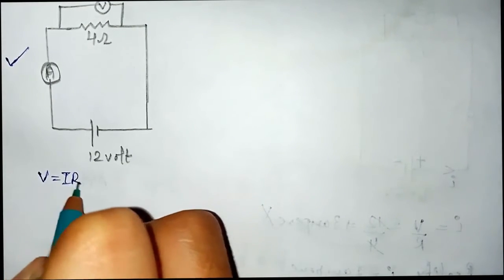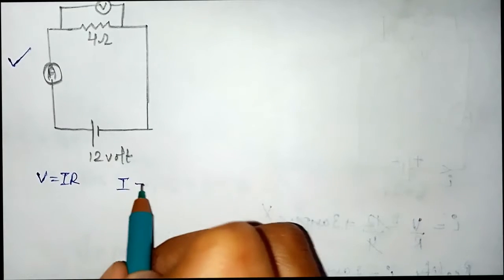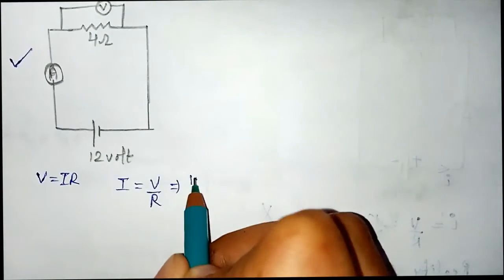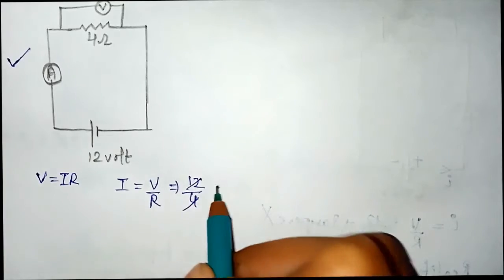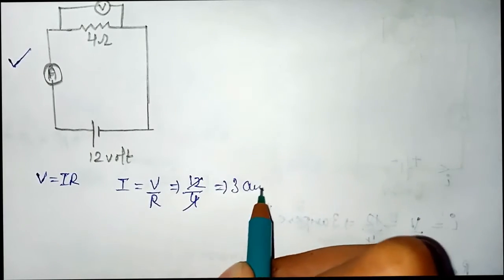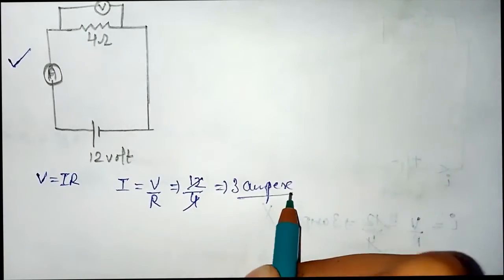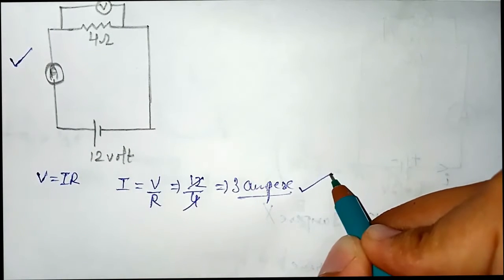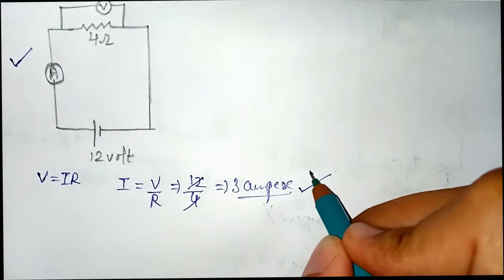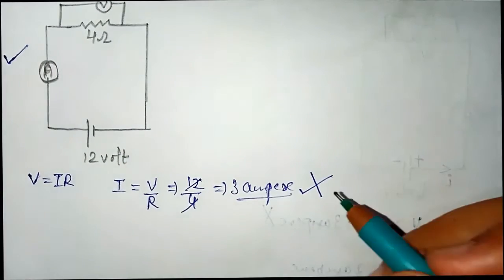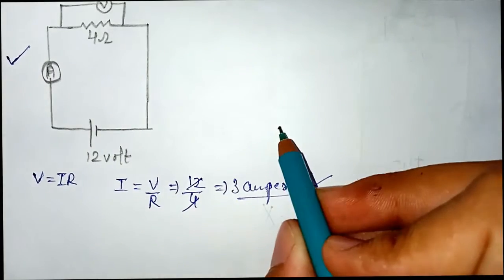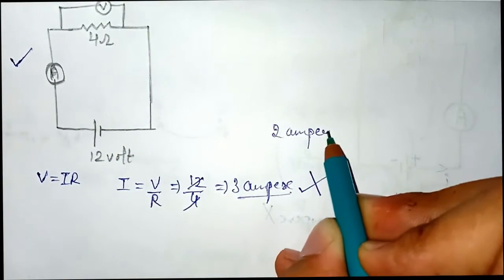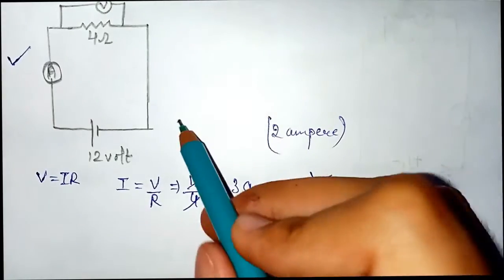All of you use Ohm's law. V is equal to IR, and then the current is equal to V by R is equal to 12 by 4 is equal to 3 ampere. Wow, it's very simple. Okay, but it is not true. Here, I say that experimentally the value of current is 2 ampere in this circuit.